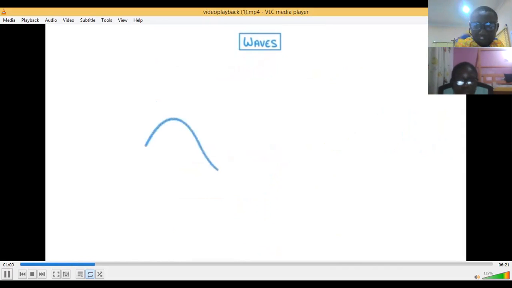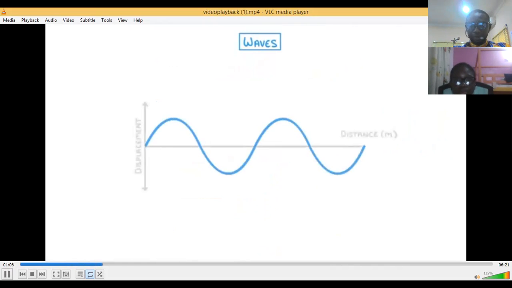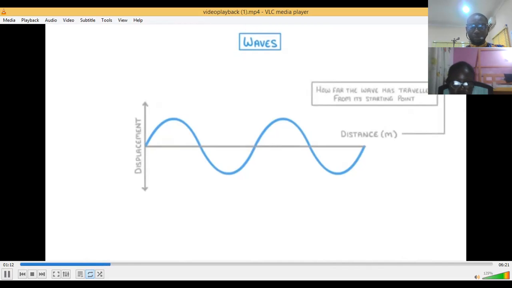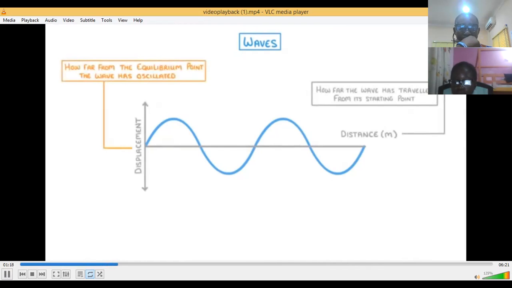To travel from one place to another, the waves vibrate or oscillate, as we can see in this displacement distance graph. The distance is how far the wave has traveled from the starting point, while the displacement is how far from the equilibrium point the wave has oscillated, so how far it's gone up or down.